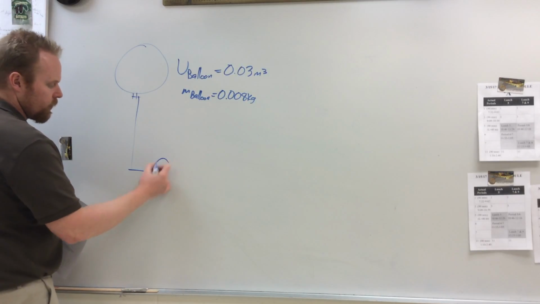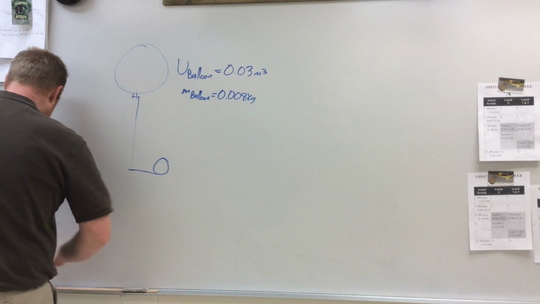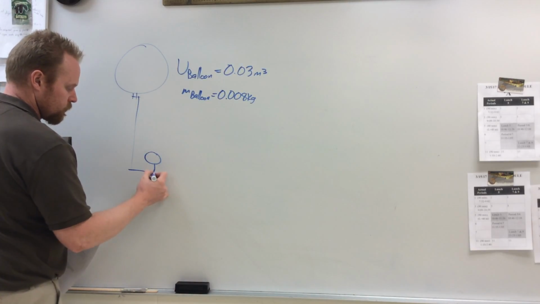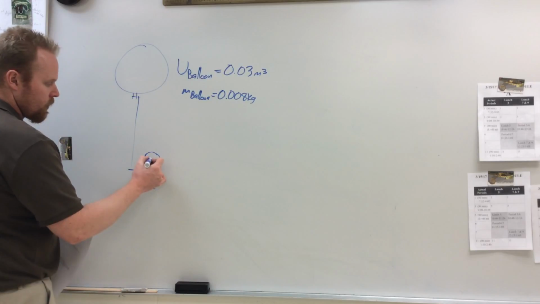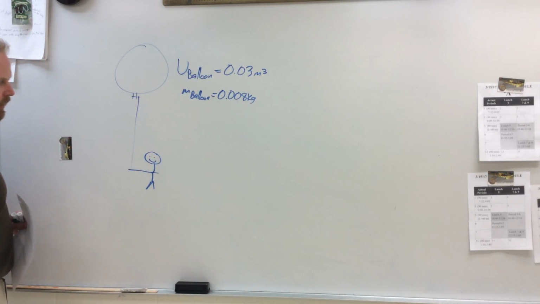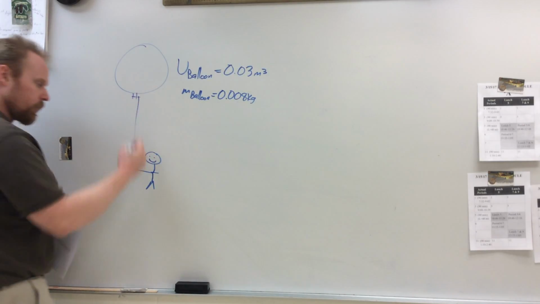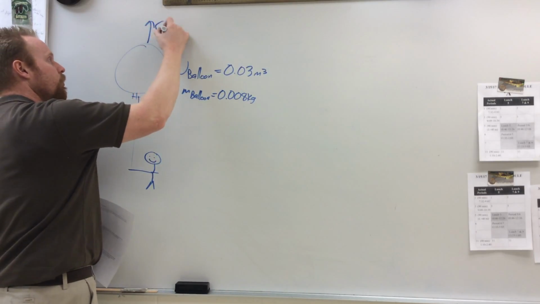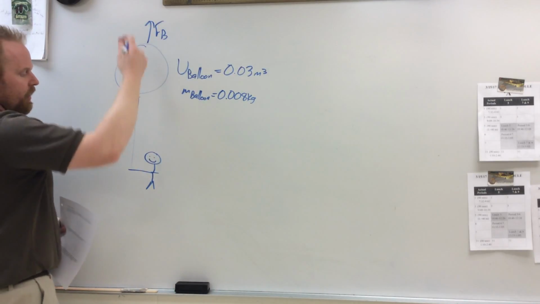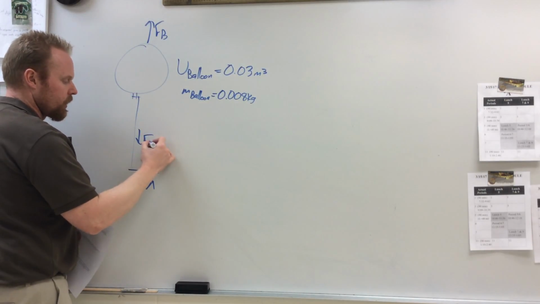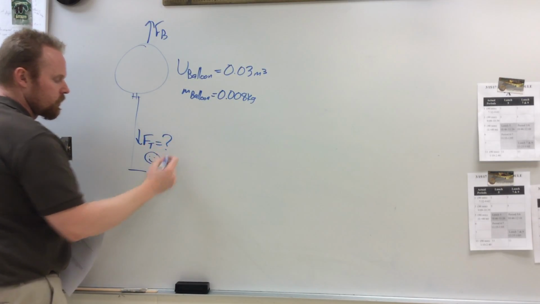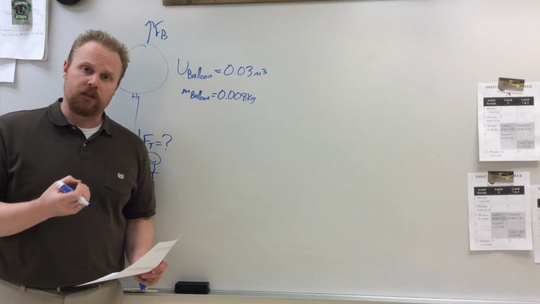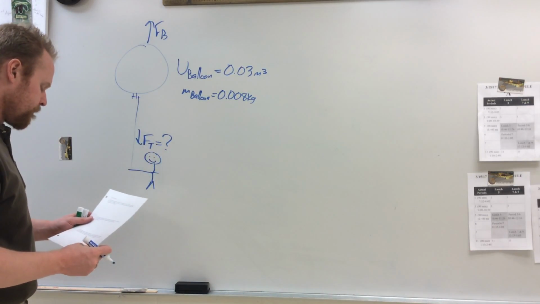So what we're going to do is we're going to have a boy who's hanging onto that string. He's holding the string down. If he let go, the balloon would go flying up because there's enough buoyant force. So he's going to be holding that balloon down by a string, and there's going to be some tension in the string. And that's what we're trying to determine.